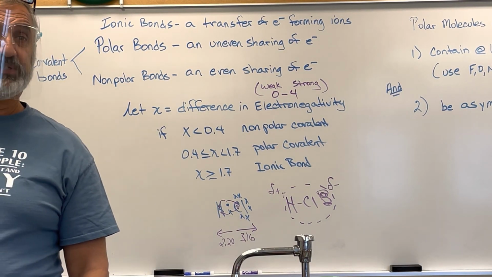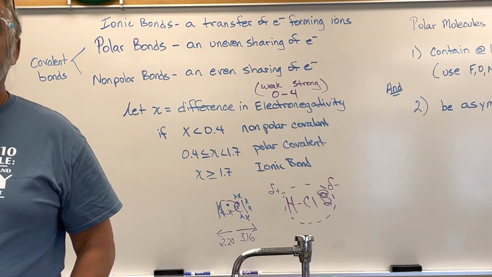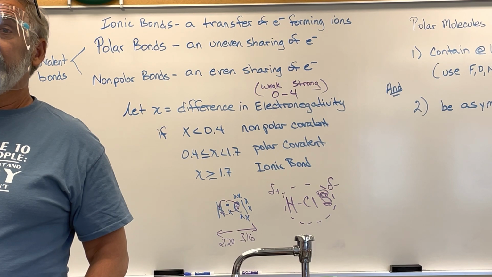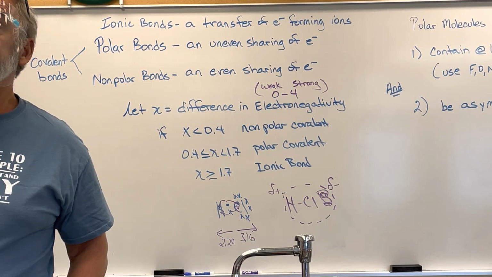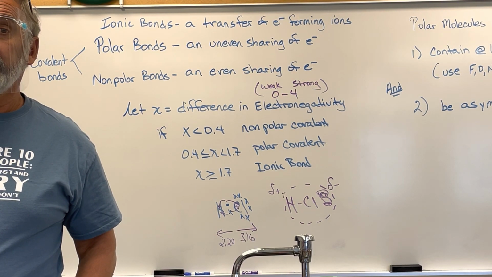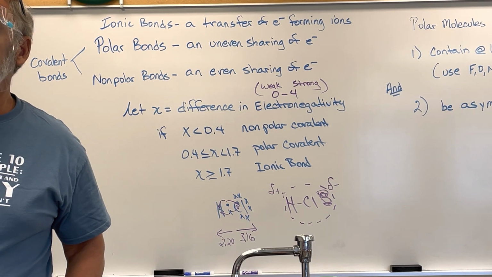Now, what's the trend in electronegativity on the periodic table? We had to learn that in chapter 5. Left to right, it increases. Top to bottom, it decreases. So fluorine is the highest, francium is the lowest.